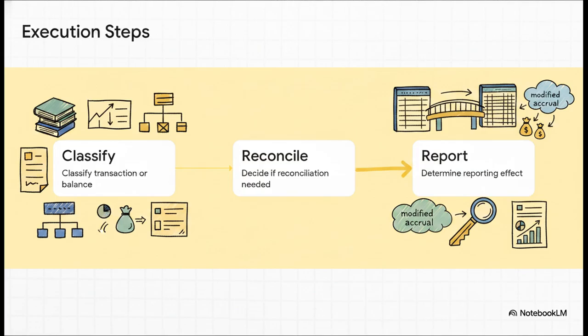You absolutely must answer these 3 context questions before you even glance at the numbers in the prompt. Okay, so once you're fully oriented, you execute the final 3 steps. Step 4, classify the transaction correctly based on those rules you just identified. Step 5, decide whether a reconciliation is needed to bridge the perspectives. And Step 6, determine the ultimate reporting effect.